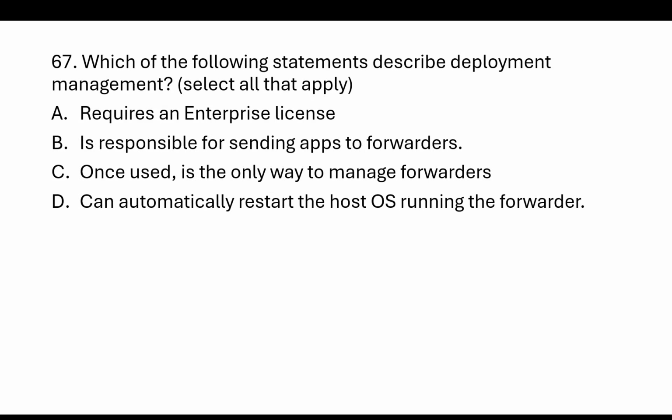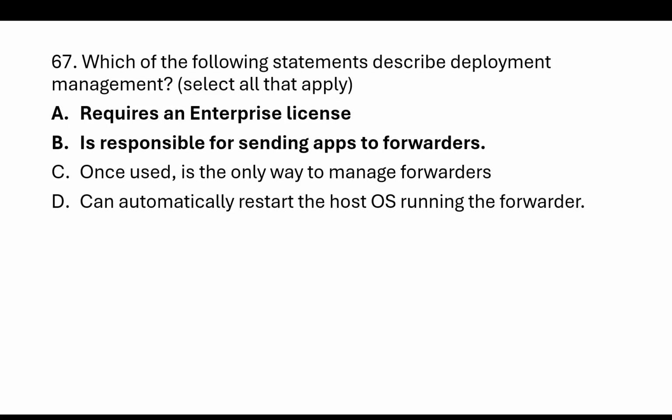Question number 67. Which of the following statements describe deployment management? Select all that apply. Option A, requires an enterprise license. Option B, is responsible for sending apps to forwarders. Option C, once used, is the only way to manage forwarders. Option D, can automatically restart the host OS running the forwarder. And the answer is option A, requires an enterprise license, and option B, is responsible for sending apps to the forwarders.